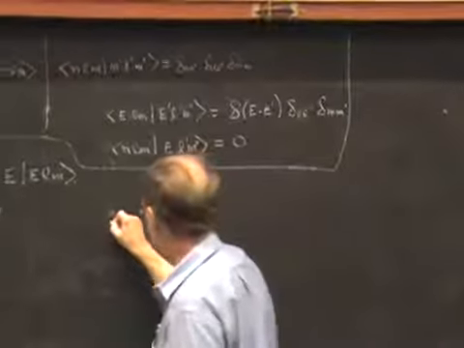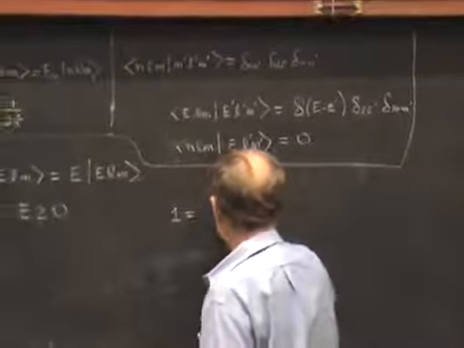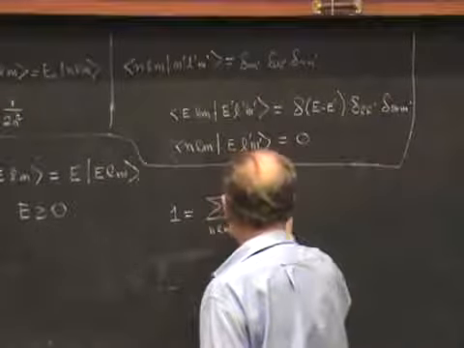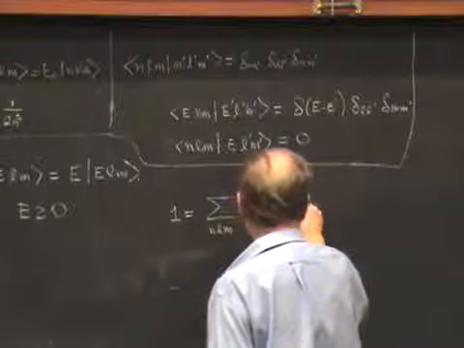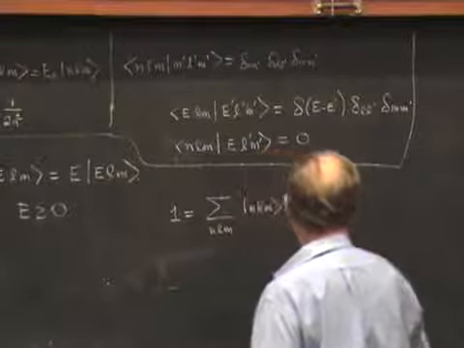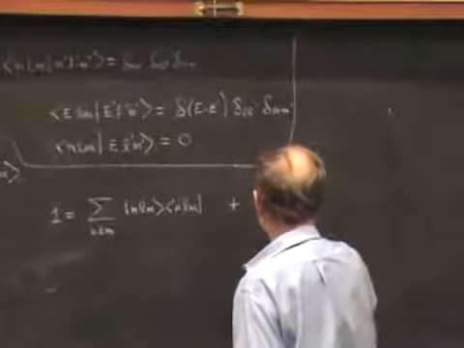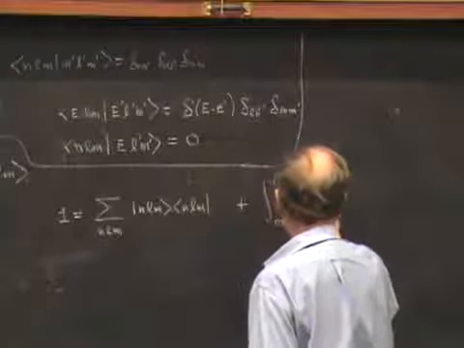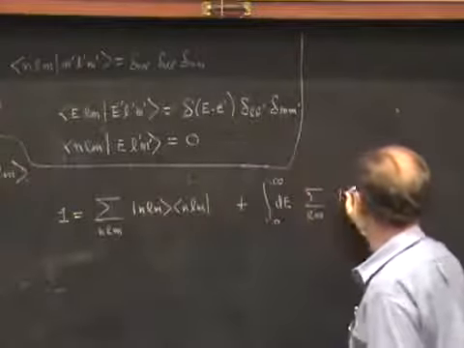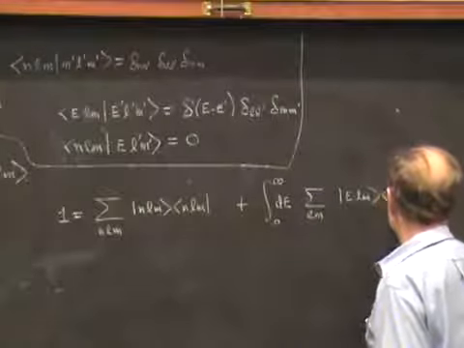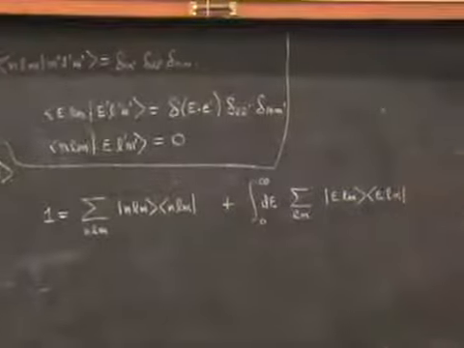Now, here is the resolution of the identity for the hydrogen atom. We have the sum on nlm, which runs over all the bound states, of the outer product |nlm⟩⟨nlm|. And then we need an integral from 0 to infinity over energy, and then the sum on l and m of the outer product |Elm⟩⟨Elm|. This is what it looks like.